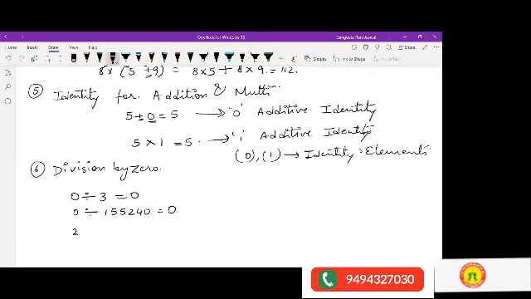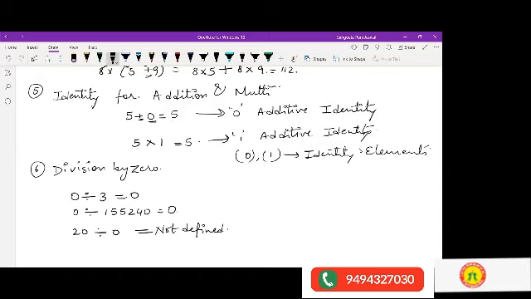But if I have a number like 20 divided by 0, will that be 0? No, ma'am. This will be not defined. This answer will not be 0. This will be not defined. It cannot be defined at all.